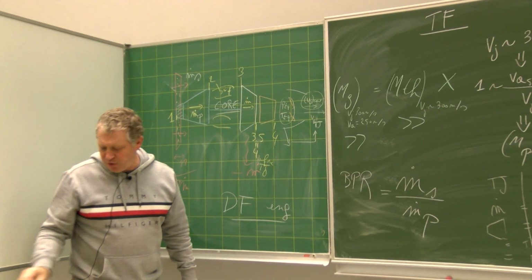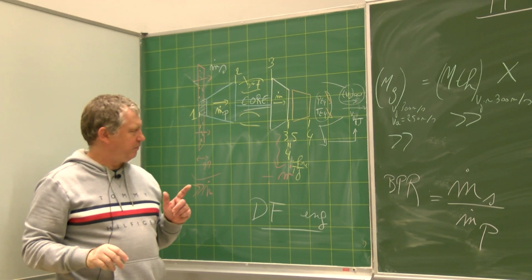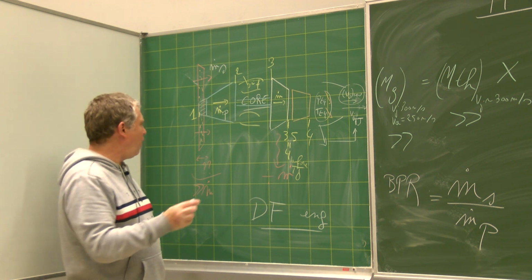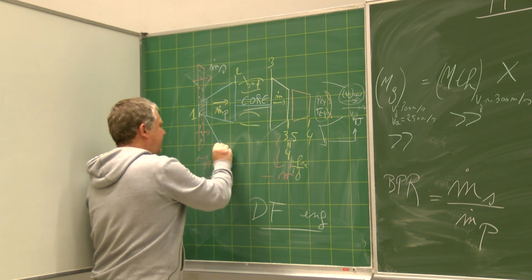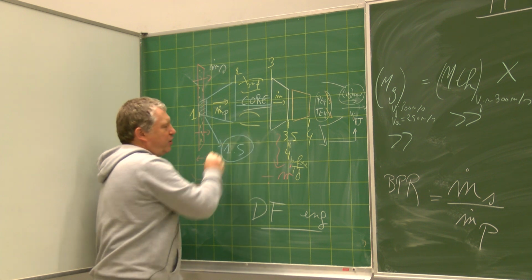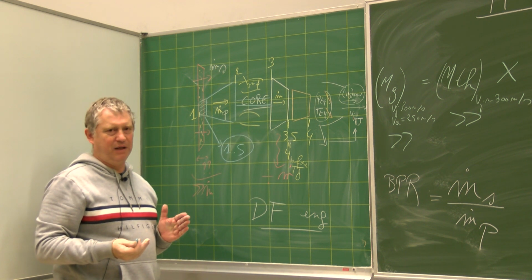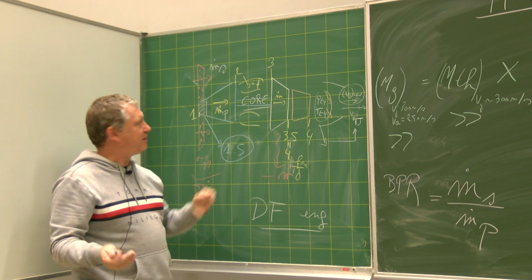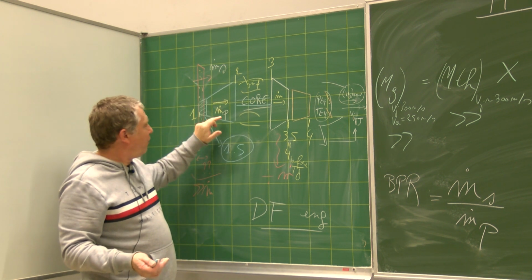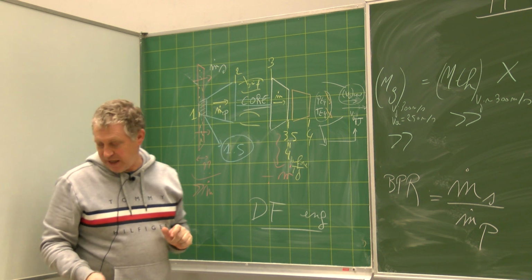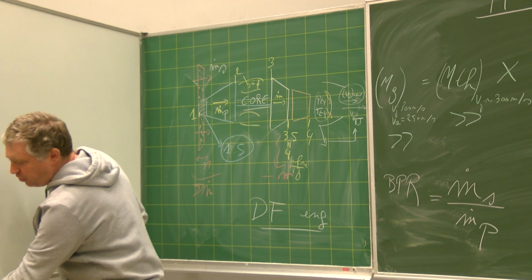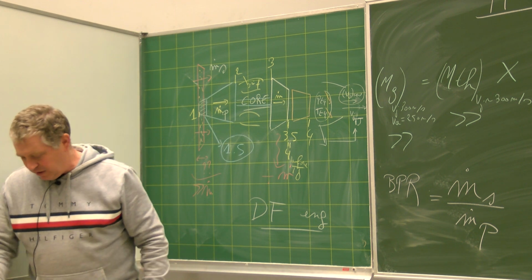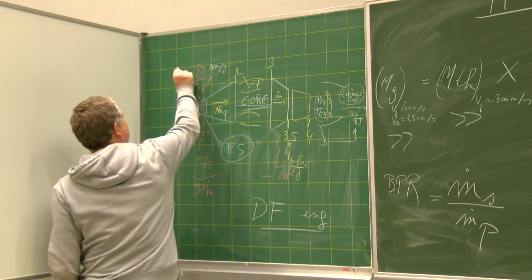Okay? But you see that it's more complicated, because I'm introducing new sections. And one new section I will have, this is this one, that I will call the section 1.5. This is the section at which I separate the secondary flow from the primary flow. Okay? You see also that I don't have the same intake anymore.